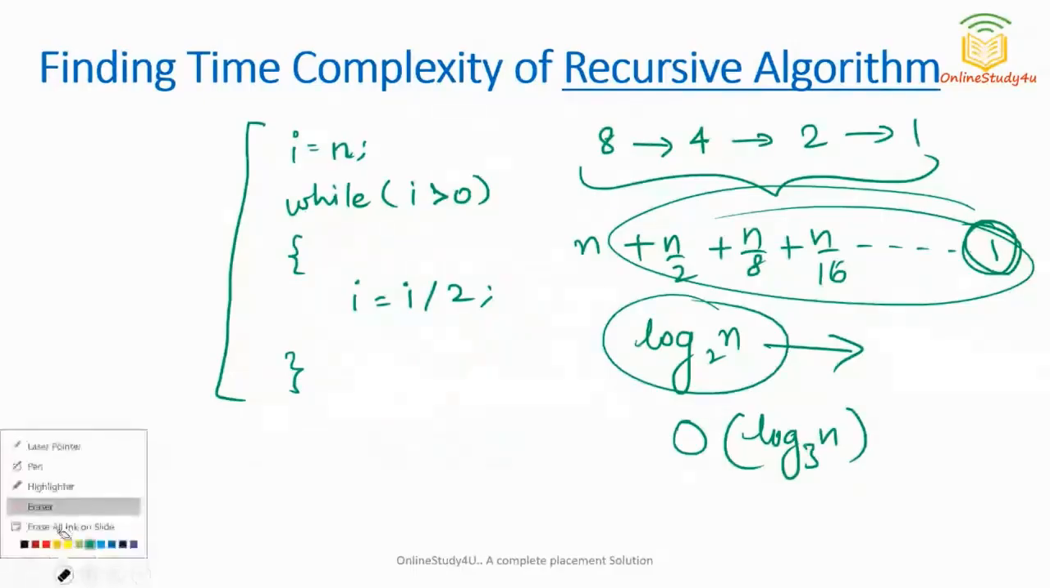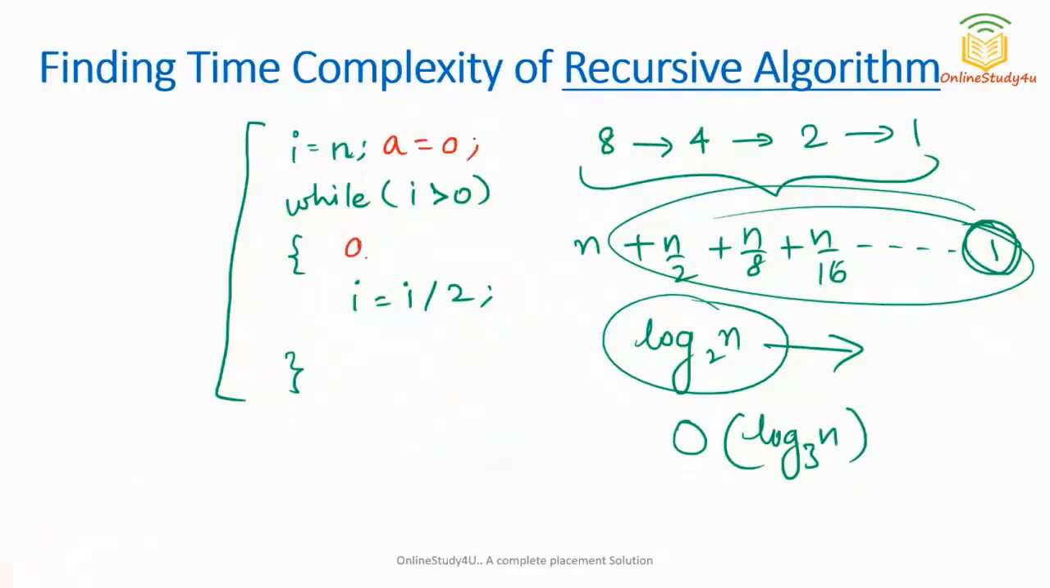Now if I add something, suppose, let me erase this part. If I add some statements in this code like i is equal to n, we have a is equal to 0 here, and we have a is equal to a plus i. Now tell me what will be the change in the time complexity. So this was the original time complexity. What will be the change in this?